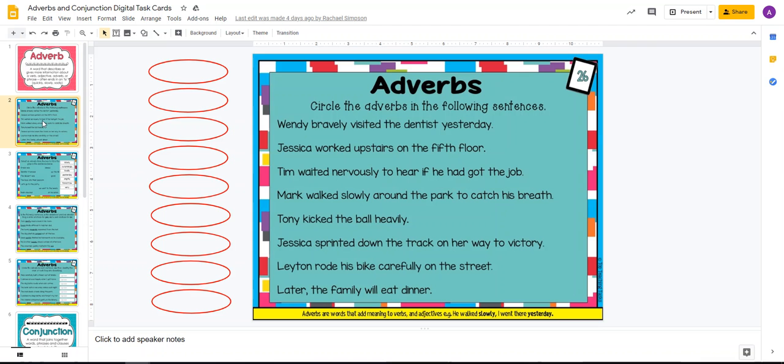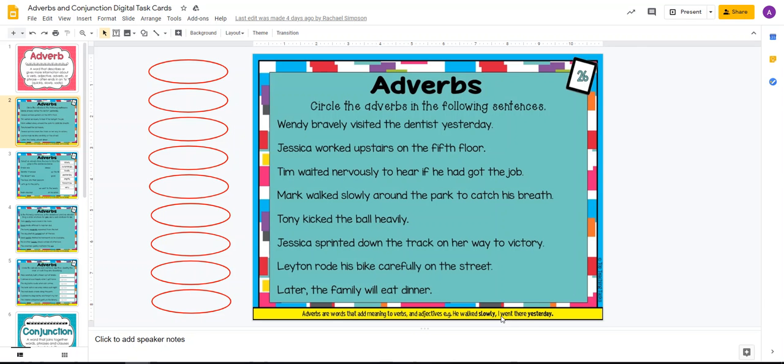So in this slide, what you're going to do is circle the adverbs in the following sentences. If you look down here, it gives you a little bit of information. Adverbs are words that add meaning to verbs or adjectives. So an example would be, he walked slowly. The verb is walked, the noun is he, okay? And slowly gives a little bit more description on the word walked.